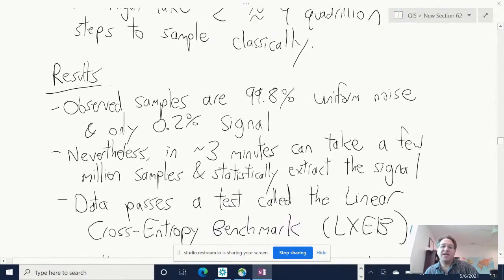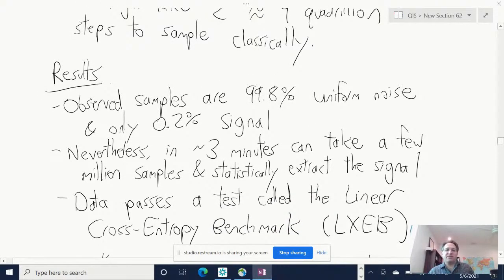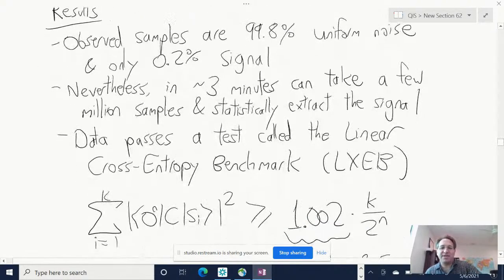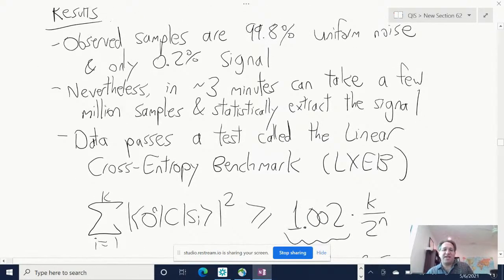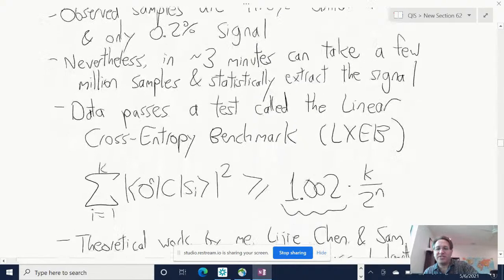So they applied a statistical test to the millions of samples that they collected, which they called the linear cross-entropy benchmark, or LXEB. It just involves checking a certain inequality, involving the ideal probabilities of the samples that were observed. In particular, just summing up all of those probabilities and checking whether or not the sum exceeds a certain threshold. I've underlined this number here.